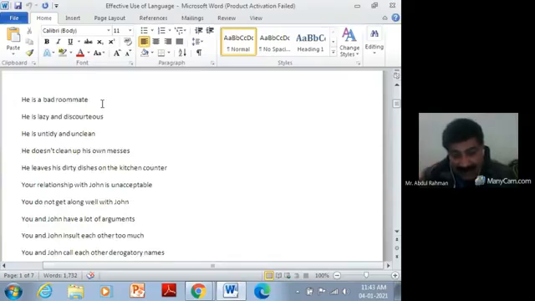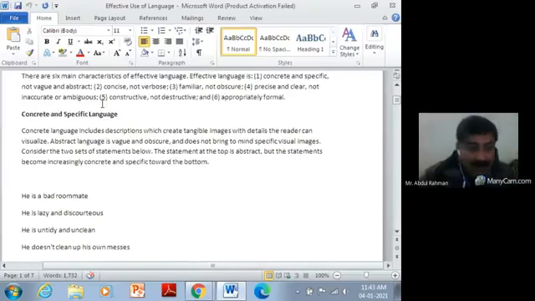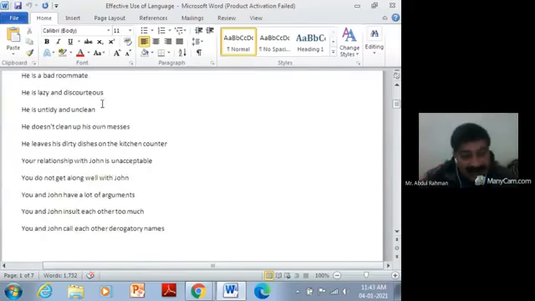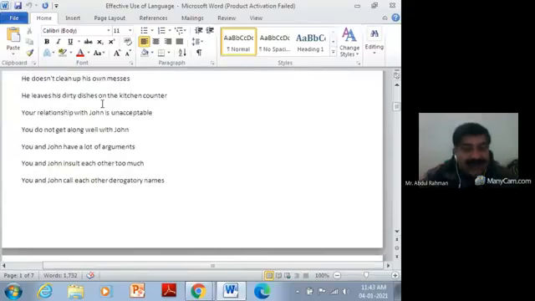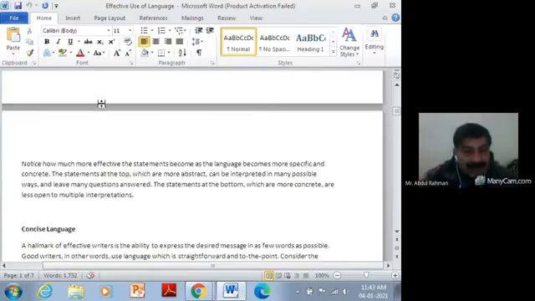And when you go reading further down, the things become concrete and specific in this regard, right? And at the end, you have a very clear-cut picture. And you might have noticed how much these statements become effective as language becomes more specific.